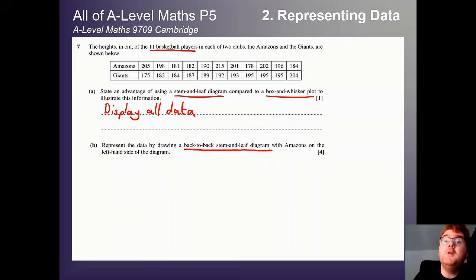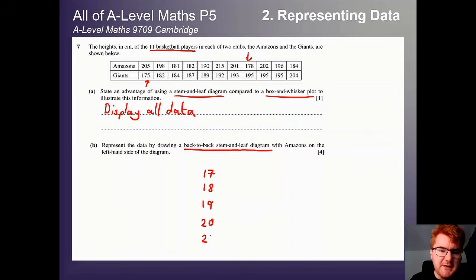Again, a key skill on this paper, it's one of the really easy marks you can get here, so making sure you're getting all 4 marks is really, really important, with Amazons on the left-hand side and then Giants on the right. So the first thing that we look at here is what will be our stems. Well, looking at the very smallest number here, we have 178 here, 175 here. So I would go with the stems here of 17, working upwards. So we have 17, 19, and 20.